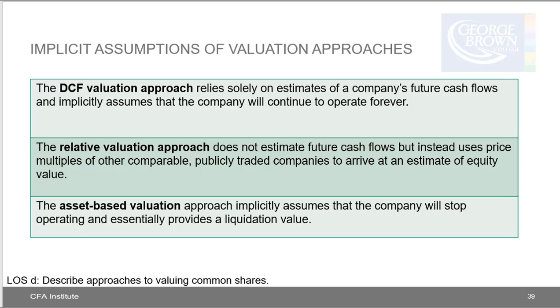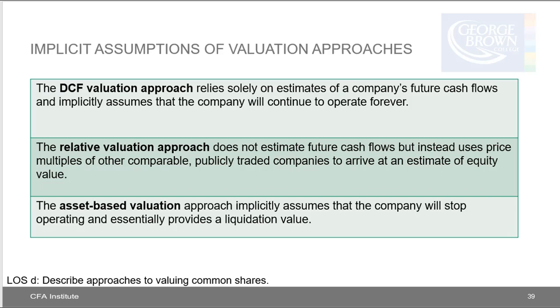So this is an important slide, and it's showing some of the implicit assumptions of valuation approaches. First, starting with the discounted cash flow valuation approach, it relies solely on estimates of a company's future cash flows and implicitly assumes that the company will continue to operate forever. And so you can see, to estimate future cash flows, you need to estimate future earnings. It's quite complicated. The relative valuation approach is a lot easier because you're not estimating future cash flows, but instead using a price multiple of other comparable publicly traded companies to arrive at an estimate of equity value.